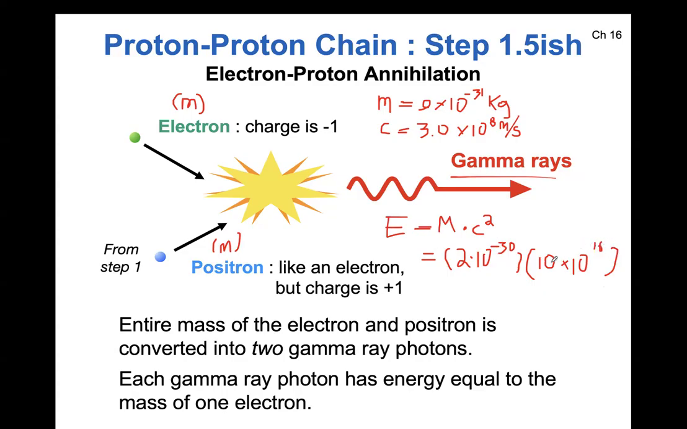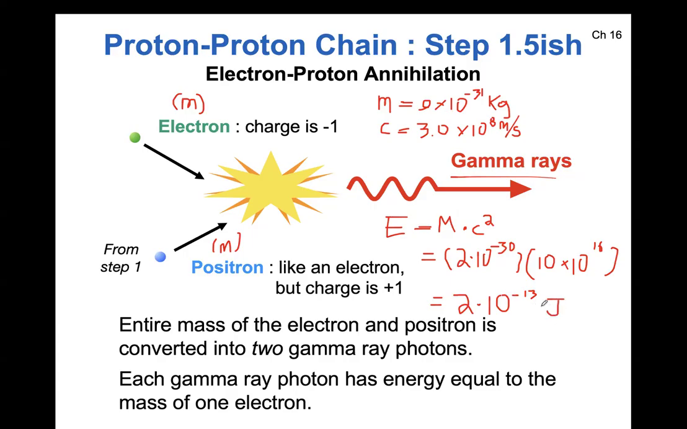All right, so then we take a look at this and we say, okay, well, that's going to become 10 to the 17 once we combine our tens. So then we've got 10 to the negative 30 and 10 to the 17. What's the difference? It's negative 13. So we have 2 times 10 to the negative 13 joules.